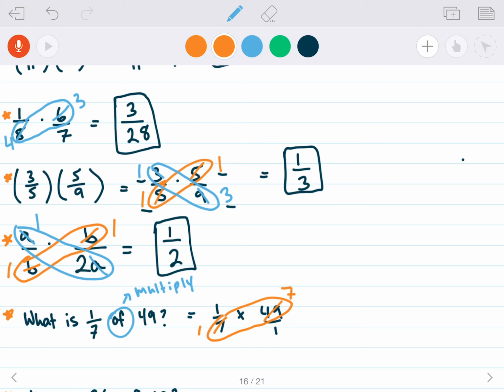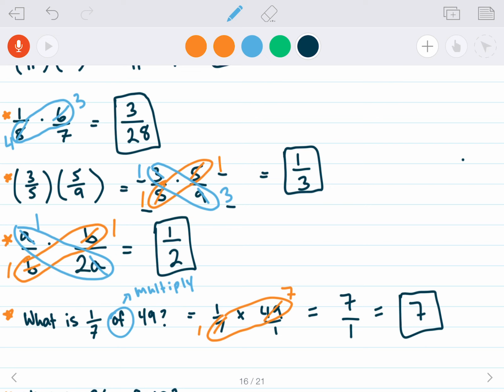On the other diagonal, 1 and 1, well, we can't really do anything there. We can't divide those out. So multiplying straight across, 1 times 7 is 7 on top, 1 times 1 is 1 on bottom, and 7 over 1 is simply the number 7. All right, so 1/7 of 49 is going to be 7.